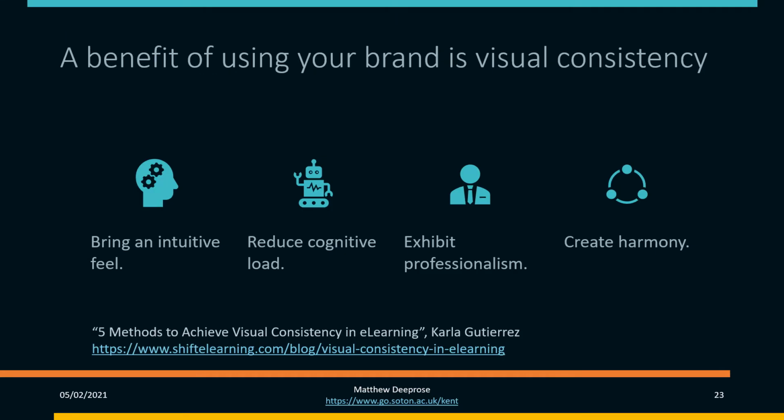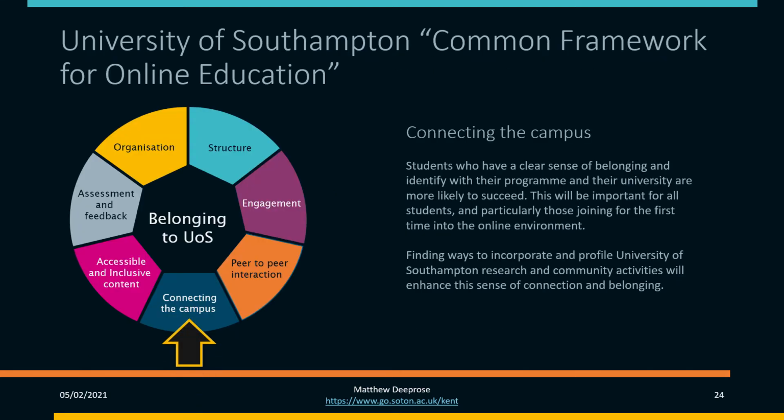It can make things more intuitive because it's more consistent across different services and platforms, therefore reducing cognitive load, which I think all would agree is something we could all benefit from at the moment. And therefore, because of that consistency, can seem more professional and harmonious. And at the University of Southampton, we have a common framework for online education.